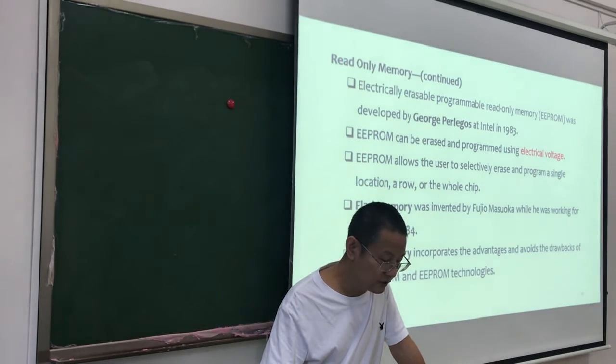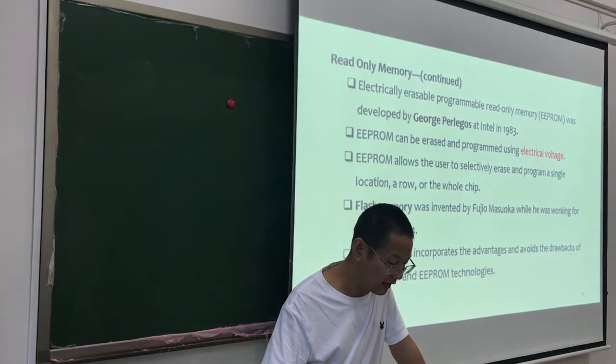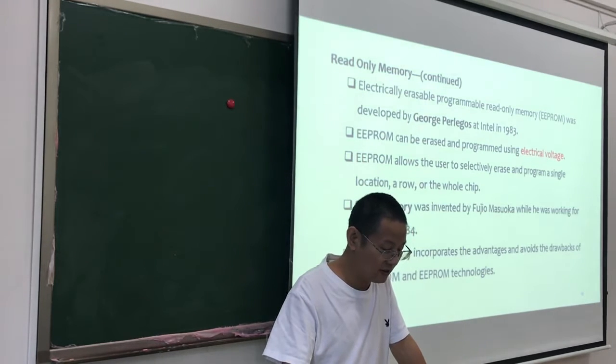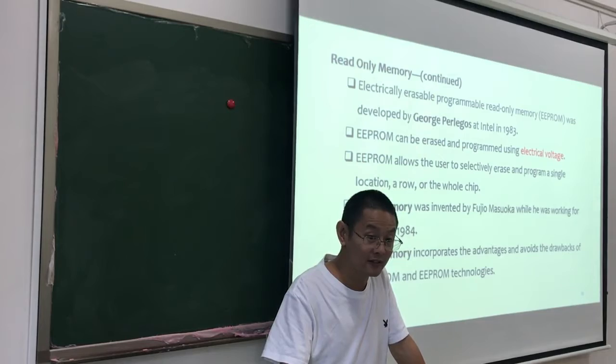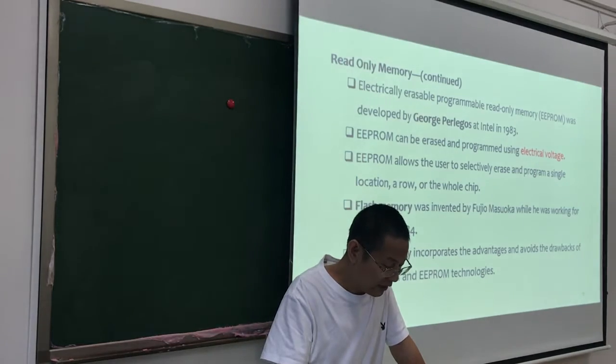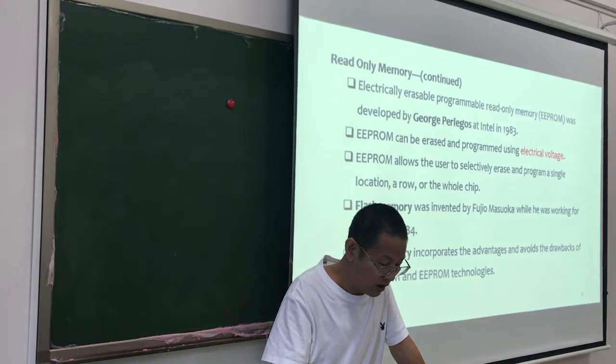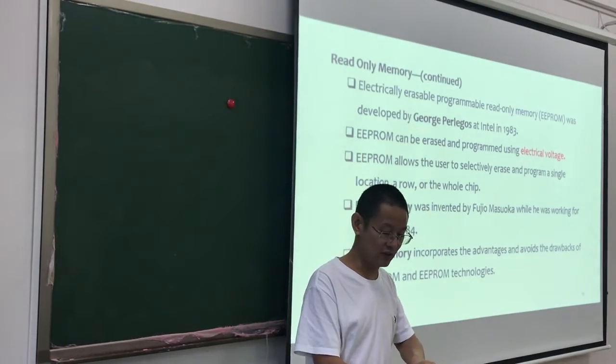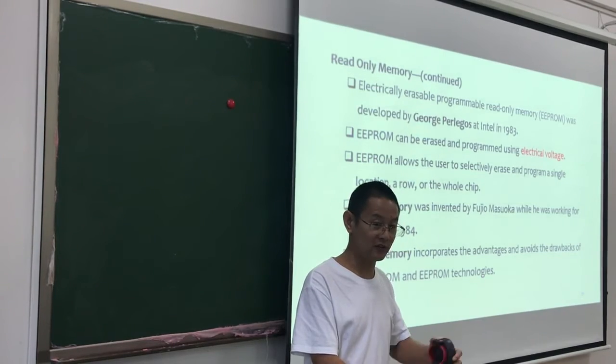Flash memory was invented by Fujio Masuoka while he was working for Toshiba in 1984. Flash memory was invented by the Japanese. Flash memory incorporates the advantages and avoids the drawbacks of the EEPROM technology.